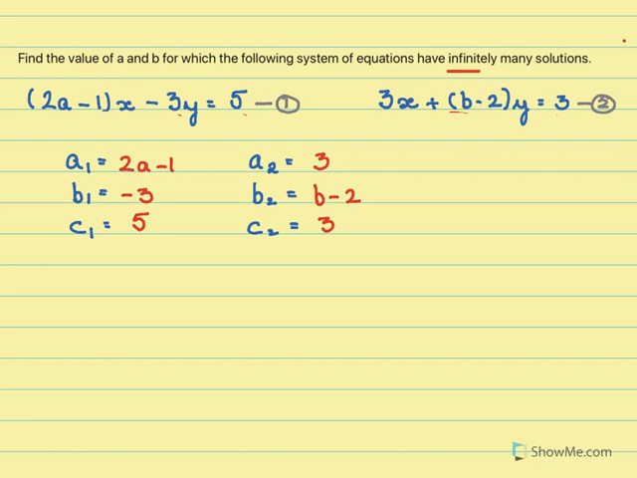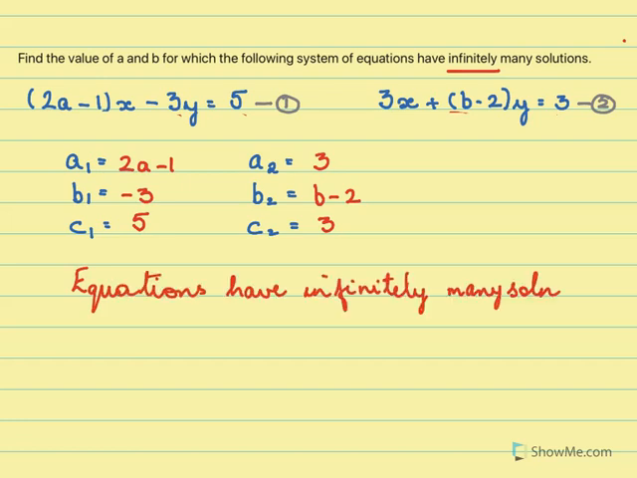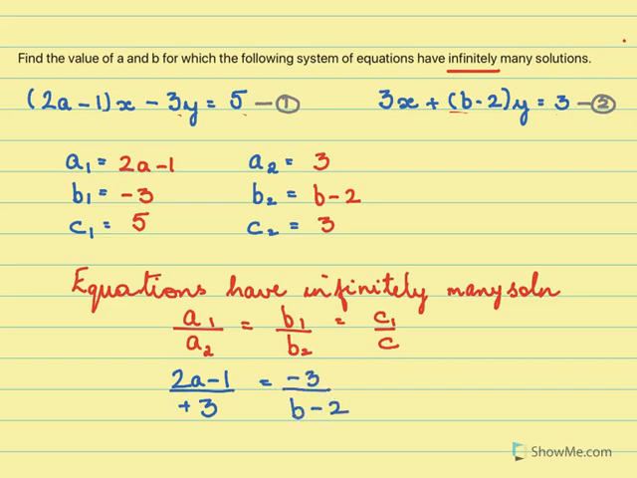Now here the equations have infinitely many solutions. So we write here, for infinitely many solutions, the condition is a1 over a2 equals b1 over b2 equals c1 over c2. Now to put the values, we know our a1 is 2a minus 1, b1 minus 3. Now I need to put a2 there, which is plus 3. Then b1 is minus 3, b2 is b minus 2, c1 is 5, and this is 3.